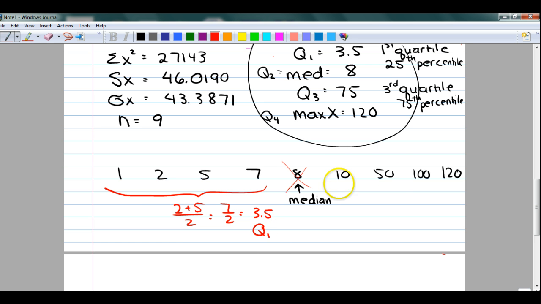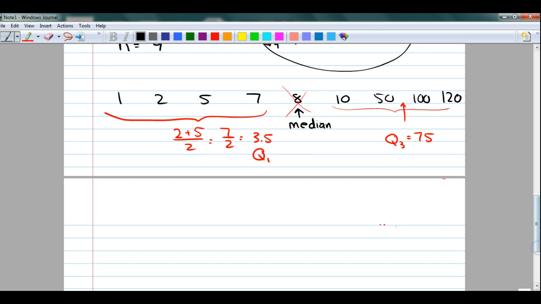Same way over here. All of the numbers after the median, we want the middle guy. It's halfway between the 50 and the 100, and so Q3 is 75. And that's a fine way to calculate quartiles, but it's not the only way. We have a cheer in this class, and it goes like this.